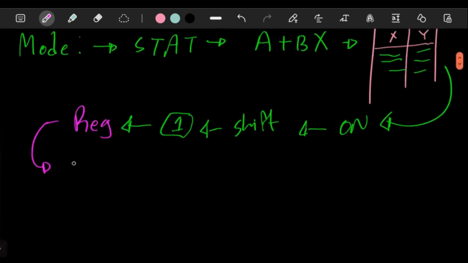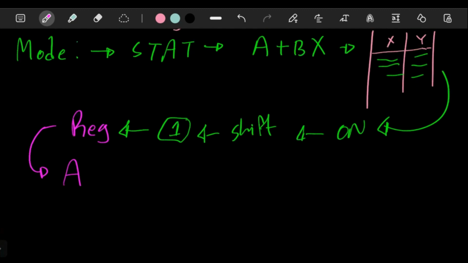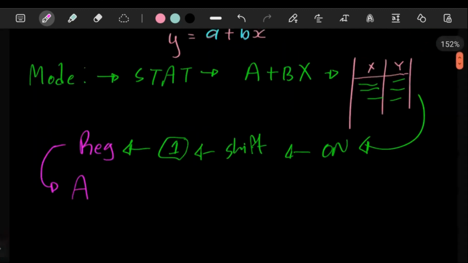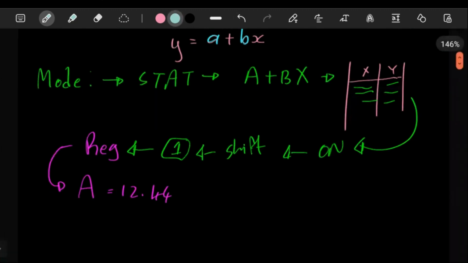After choosing reg, you have to choose A, of which in our case here, with all this information that we know, if you put all this in a calculator, let's see what we're getting. We're getting here for A 12.44, and then for B, you do the same thing. We're getting here 0.98.